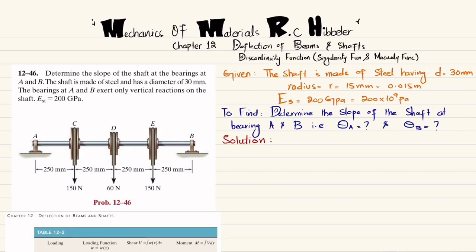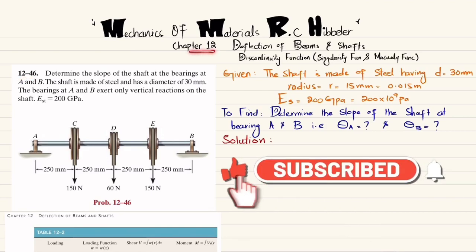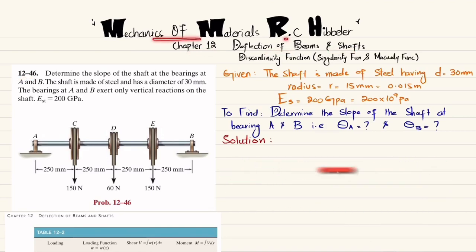Welcome back. In this video, we are going to solve problem 12-46 that is taken from chapter number 12, Deflection of Beam and Shaft. And the book name is Mechanics of Material by RC Hibbeler. So statement is determine the slope of shaft at the bearing at A and B. The shaft is made of steel and having diameter 30 mm. The bearing at A and B exert only vertical reaction on the shaft. E of this shaft is 200 gigapascal.